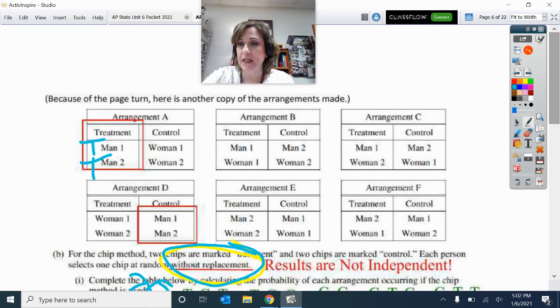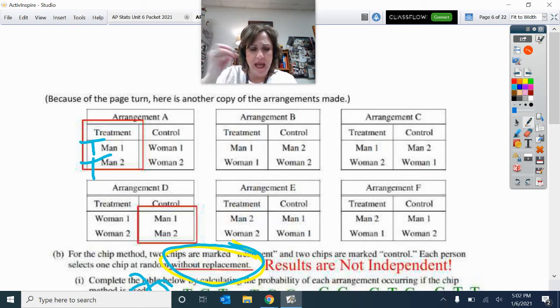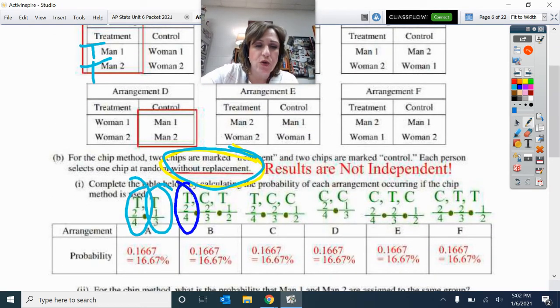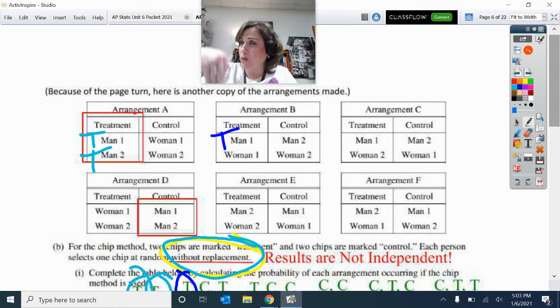Okay, let's do the next one. Here's arrangement B. Man number 1 came up, and by the way, all 4 chips are back in here. Come on, man number 1. He pulls out a chip, and it was the treatment group. So that is 2 out of the 4 chips in here that were treatment.